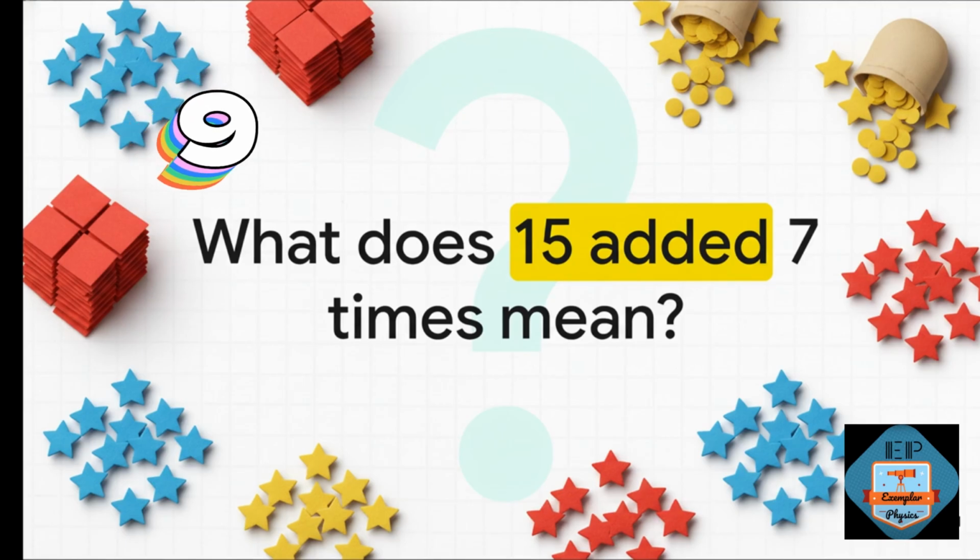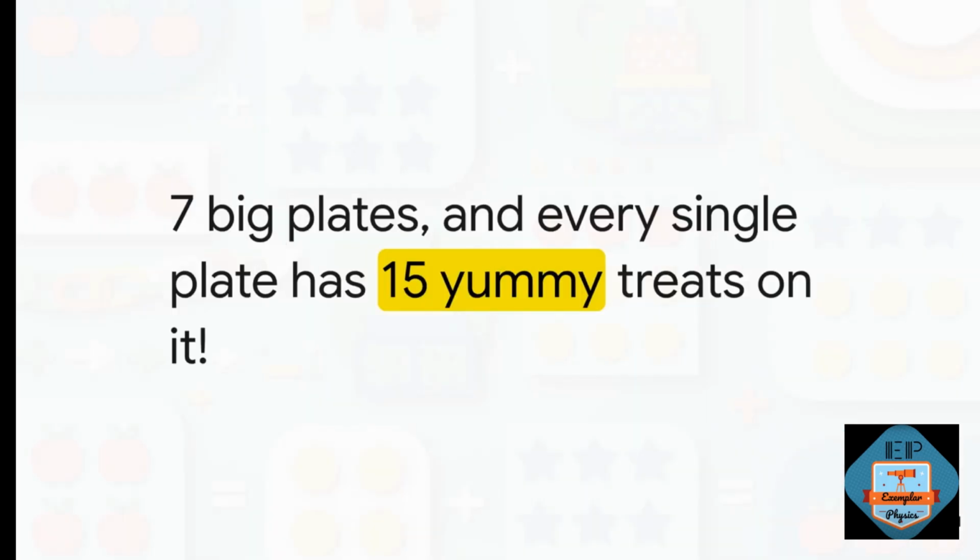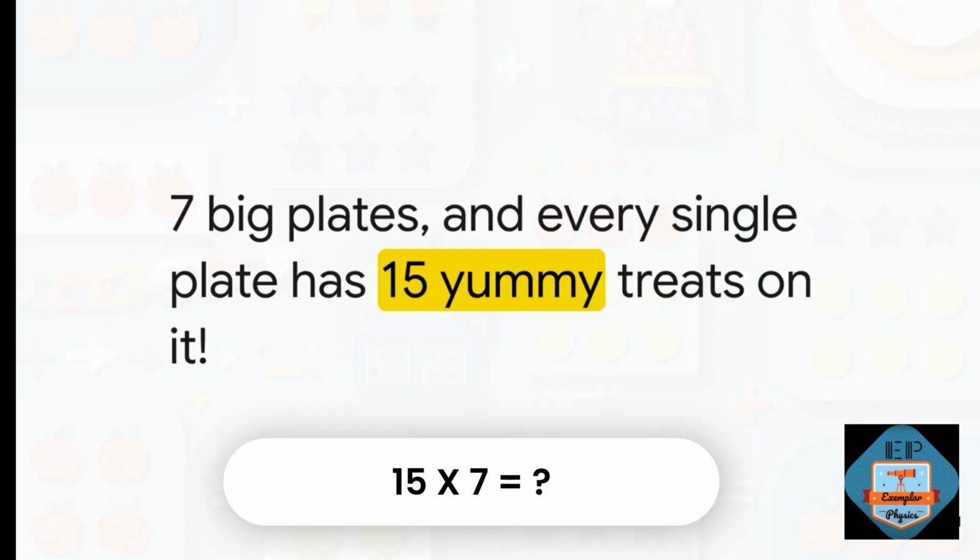It says 15 added 7 times. Think about our groups. How many groups do we have, and how many things are in each group? Come on, shout it out when you know it. I'm listening. Yes, you got it. It means we have 7 big, beautiful plates set out for our guests. And on every single plate, there are exactly 15 yummy treats. That's 7 groups of 15. You guys decoded that perfectly.